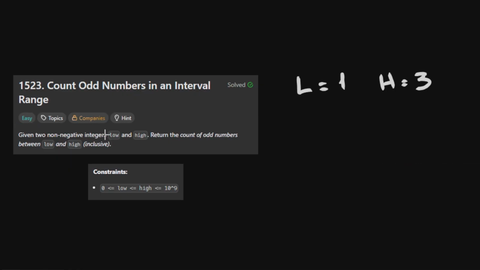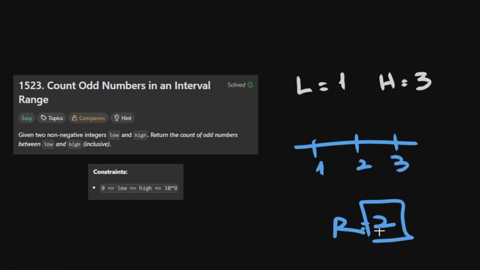We are given two integers, low and high, so let's say that low is 1 and high is 3. And we need to return the count of odd numbers in between. So if low is 1 and high is 3, all the possible numbers are 1, 2, and 3. And here we have two odd numbers, these two, so the result is 2.